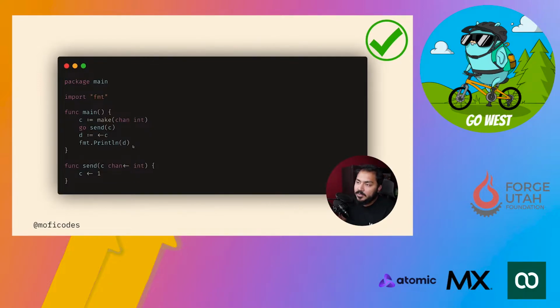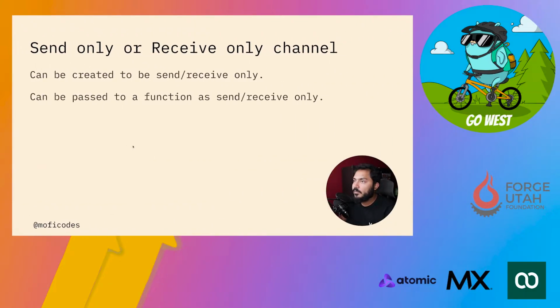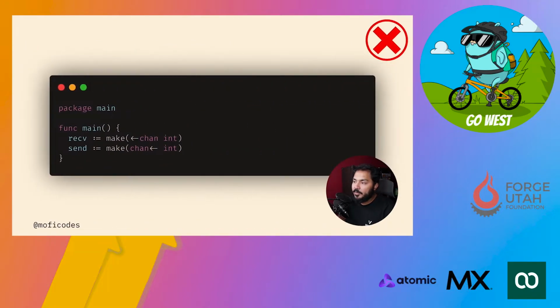So these are examples of unbuffered channels. We can also see send-only and receive-only channels. You've probably already seen that example in the previous section if you were paying attention, but we're going to see an example again. We can either create a send-only or receive-only channel, or we can create a regular channel but pass it to a function that is expecting it to be send-only or receive-only. So the example of that would be something like this.